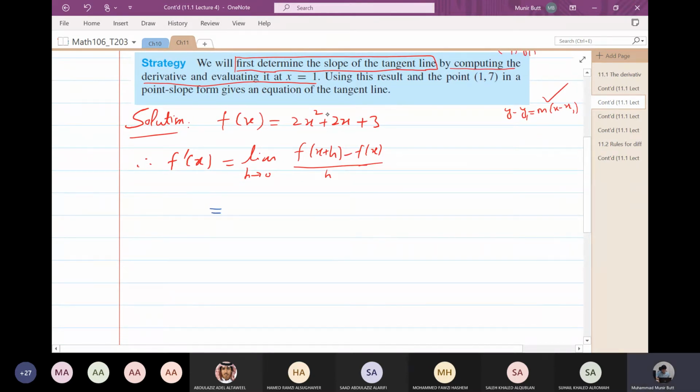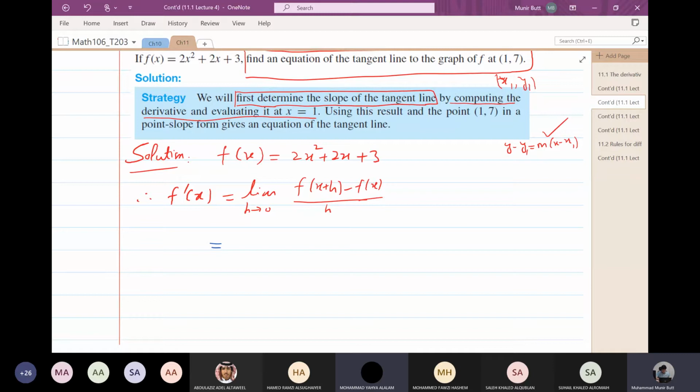Doctor, why are we computing the derivative? Yeah, this is because this derivative will be the slope of the tangent. You got my point? This is what is written here: we will first determine the slope of the tangent line by computing the derivative. So this is actually the slope of the tangent. You got the point? Yeah, this is the point, so that is why we are focusing on this now.